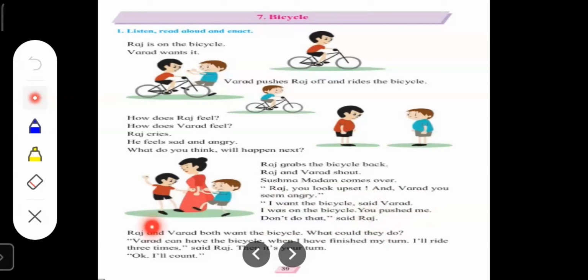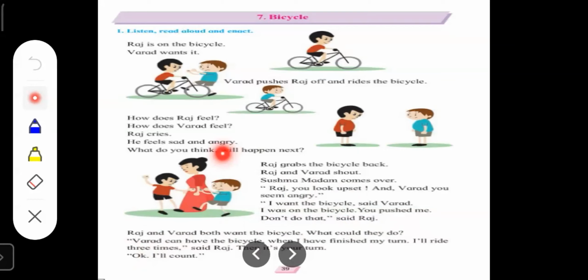Raj and Varad both want the bicycle. What could they do? Varad can have the bicycle when I have finished my turn. I will ride 3 times, said Raj. Then it is your turn. Okay, I will count. See here.